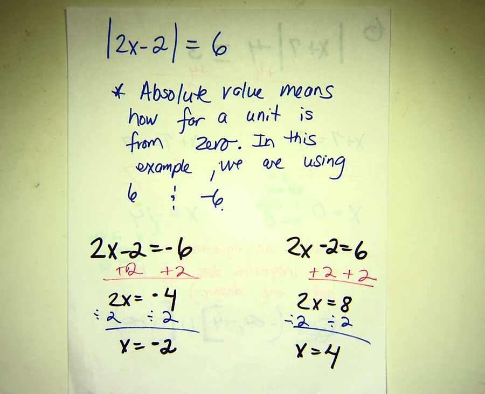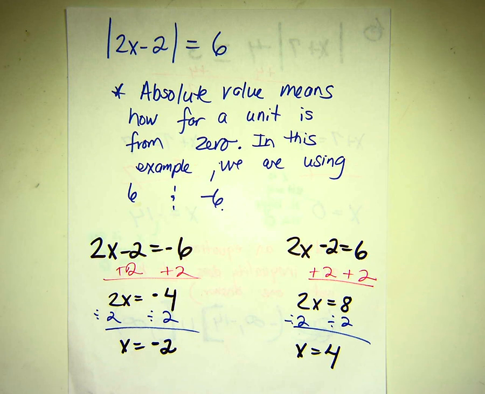So these 2's cancel out. Bring down your 2x. Negative 6 plus 2 is negative 4. Divide both sides by positive 2. So my x is negative 2. So don't forget your signs about your negative and positive.